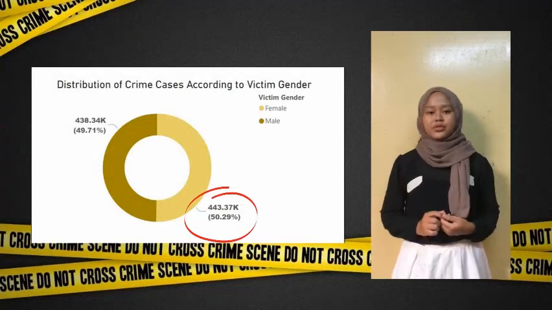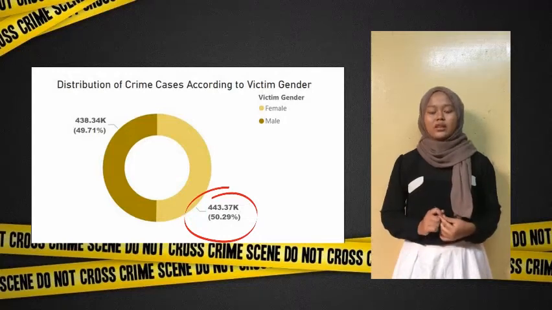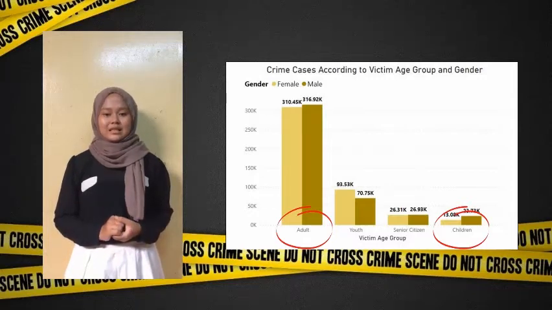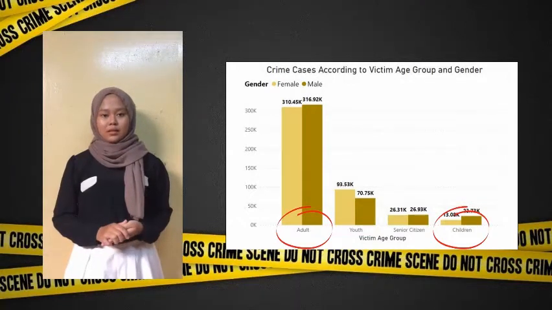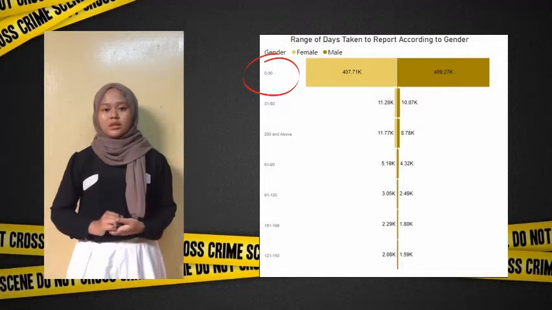In this graph on the distribution of crime cases according to the victim's gender, it reports that the highest crime in Los Angeles is reported by female with 50.29%, while the other 49.71% is reported by male. The highest crime cases in Los Angeles are committed on adults, while the least are committed on children. For both adults and children, the cases are committed more on male compared to female. Finally, in the graph on the range of days taken by the victim to lodge a report, between 0 to 200 days and above, both male and female victims mostly report the crime committed on them only between 0 to 30 days.